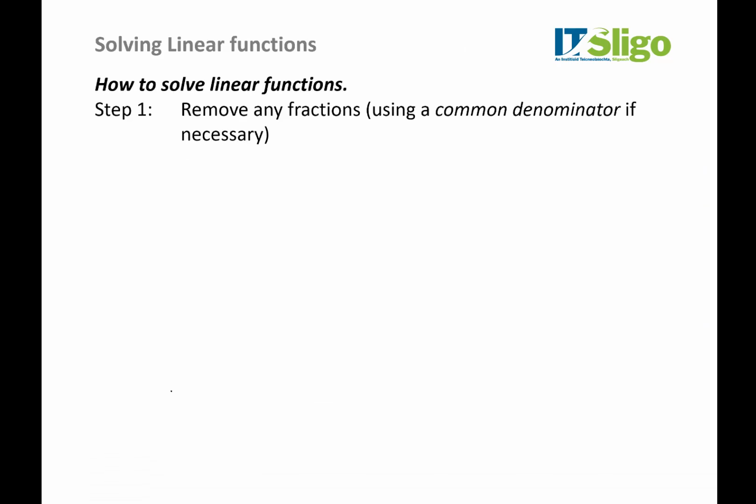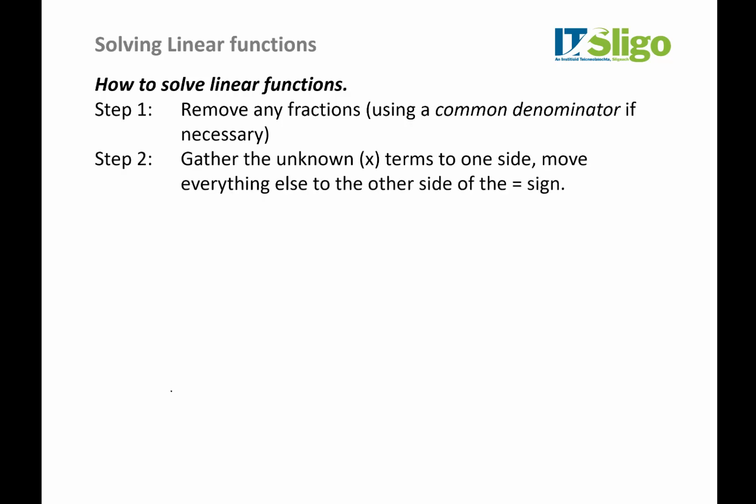So how to solve? Just a little bit of a more formal approach. Get rid of any fractions if necessary. Use a common denominator or cross multiplication. Gather all the unknown terms to one side. Move everything else to the other side of the equal sign. Most of you are familiar with this, I think. And then solve for x, or the unknown.